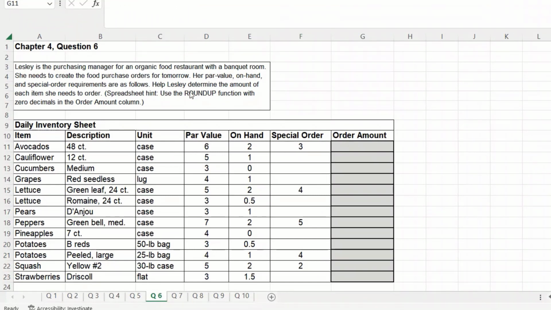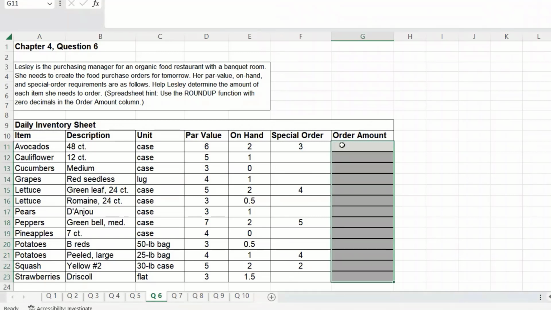All right, so here we have our par value, and this is what she needs to have to operate every single day. This is what, when she opens the door, she wants to have. Now, on hand is what she has left on the shelves. Special order means that there's a banquet coming in, and she already knows that on top of her regular business, she has to prepare these items. Maybe it's like a catering order or to go, something like that. This is an addition to the regular business that she's expecting.